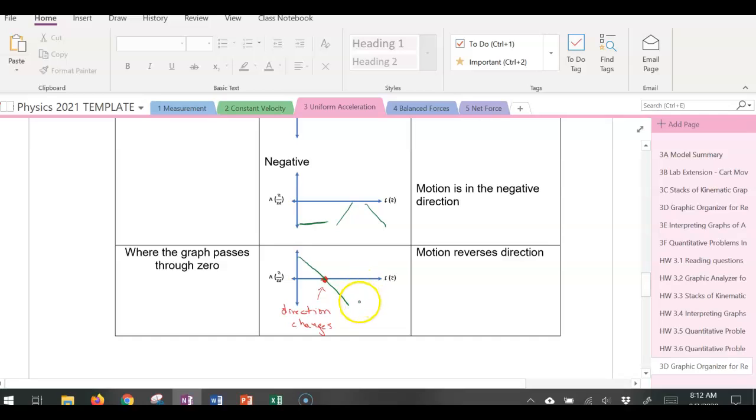And by the way, that would happen over here as well. Let's say that when we first see it, it's moving in the negative direction but slowing down. And then as it passes through zero, it turns around and it starts moving in the positive direction. So either one of these types of shapes, at the point where the velocity crossed through zero, that is where it changed direction.